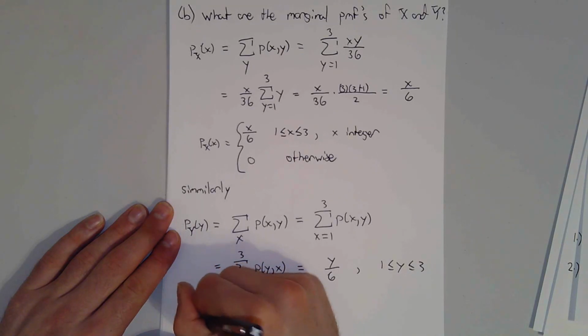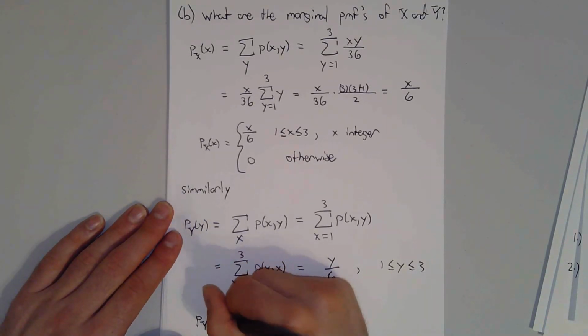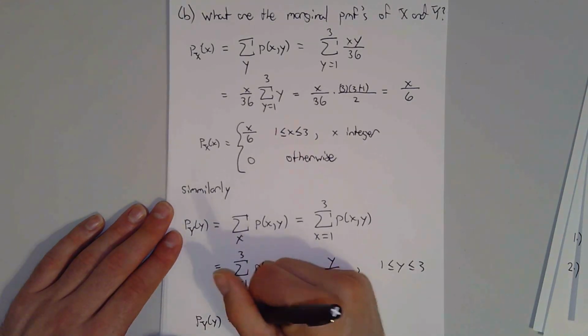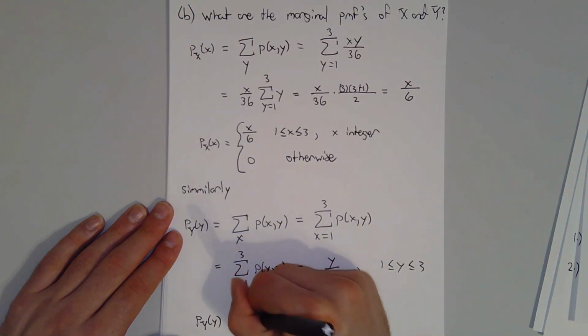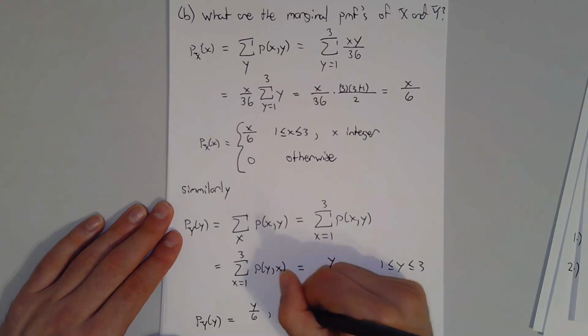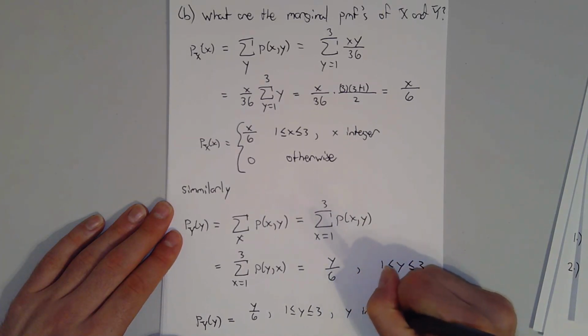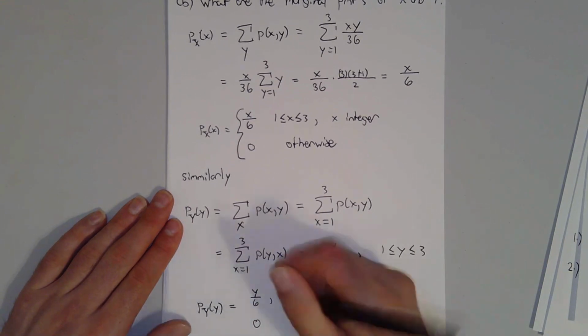Therefore, the marginal PMF for y is simply y over 6 for y between 1 and 3, given that y is an integer, and 0 otherwise.